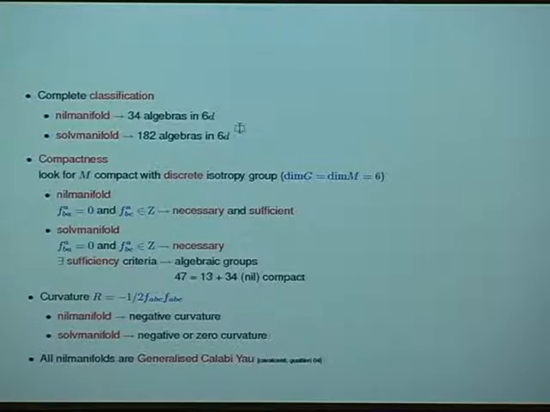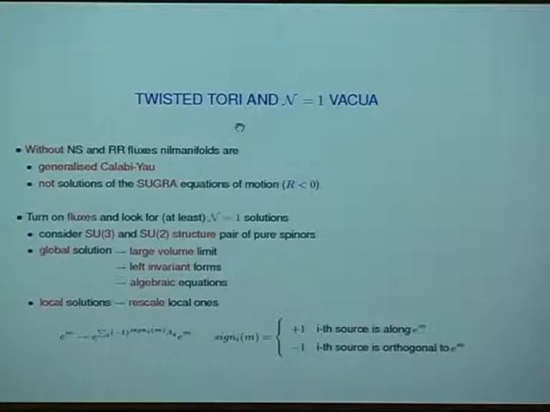Another interesting thing for us is that it was proven recently by Cavalcanti and Gualtieri that all nilmanifolds are generalized Calabi-Yau. So in a sense, the first part of our program was already done by someone else. So as I just told you, without Ramond and the NS fluxes, nilmanifolds at least are generalized Calabi-Yau. And we know also that by themselves they are not solutions of supergravity because they have negative curvature. So the idea is to turn on fluxes, see whether they can compensate the negative curvature and whether we can produce supersymmetric solutions of supergravity.